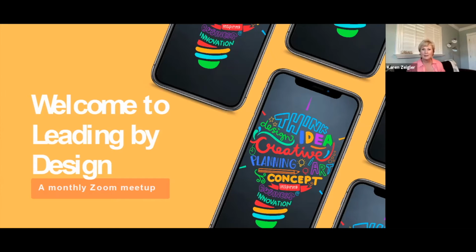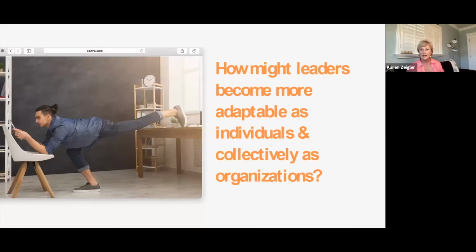But as customary with design thinking, if you're new to it, we always start with a vision statement that we have turned into the form of a question. You'll hear the term often in design thinking, how might we statements. A how might we statement is where we've turned a vision statement into a question. The next slide gives us our vision statement or question for today: how might leaders become more adaptable as individuals and collectively as organizations and their teams?